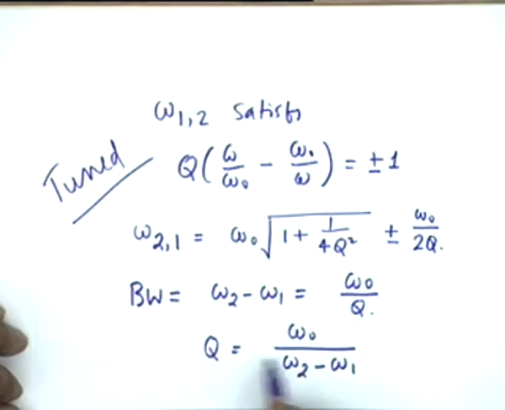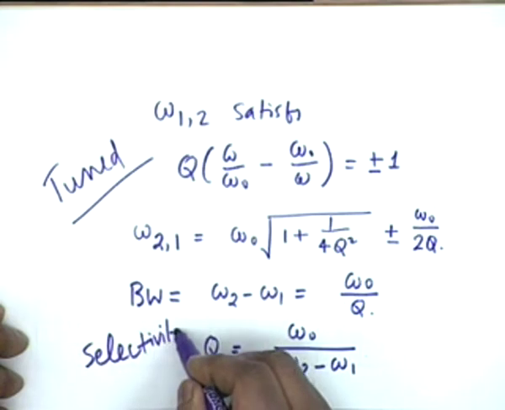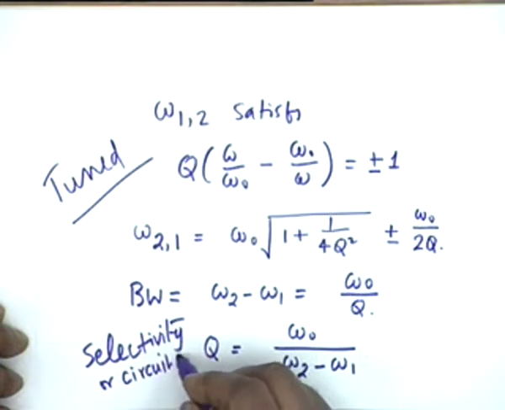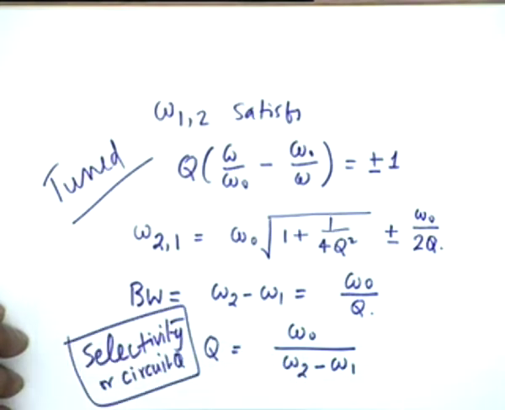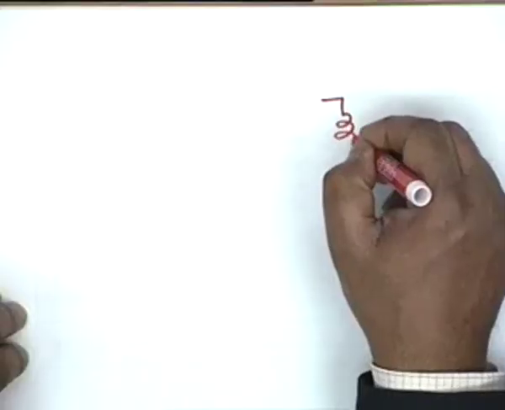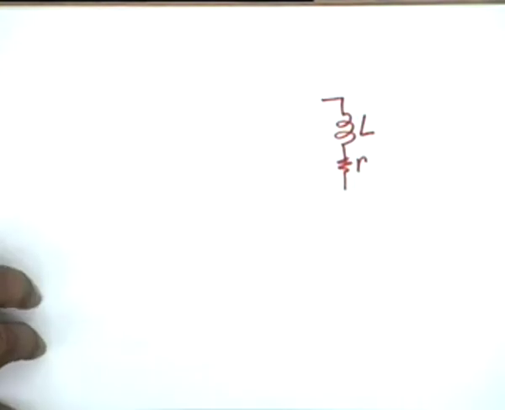Now in this application we give this Q a separate name, we call it selectivity or circuit Q, as it is usually called, selectivity or circuit Q. And the reason that we have to distinguish between the two is as follows. You see, I can have an inductor, let's say L, and its associated resistance, let's say small r.